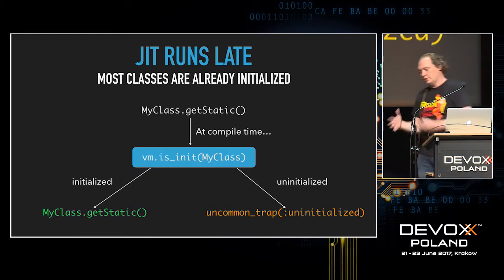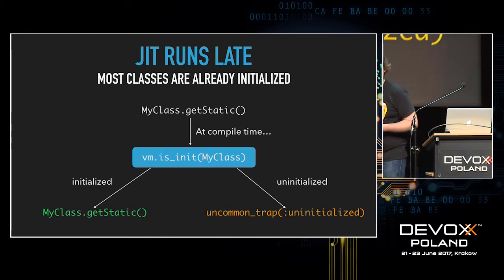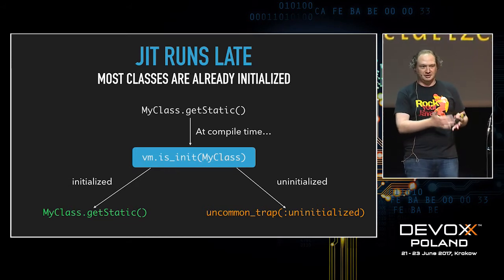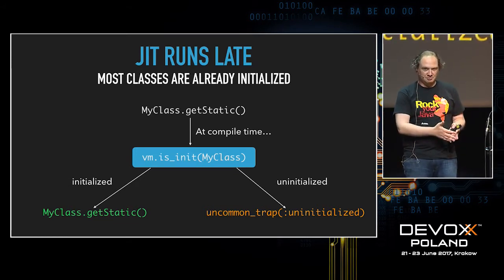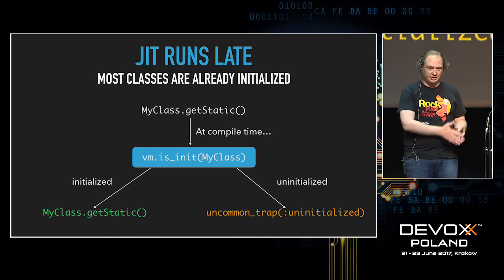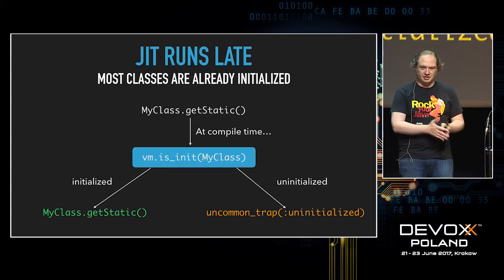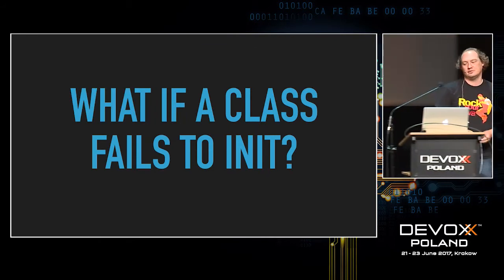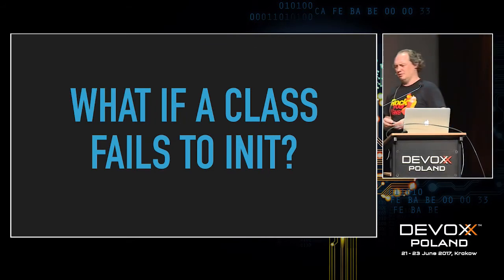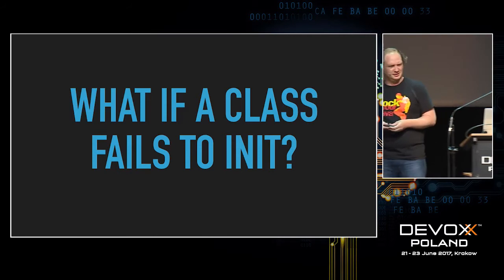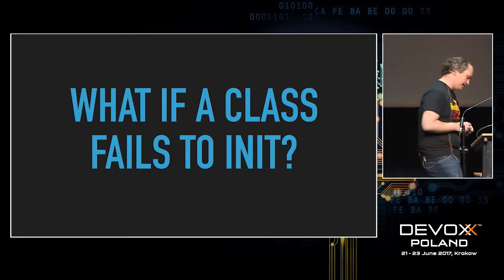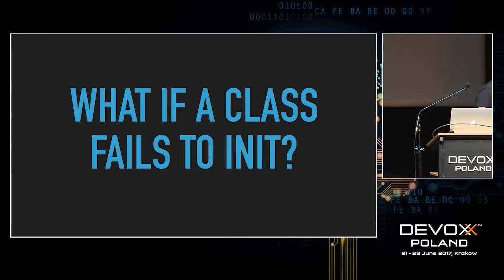That's good. But we can only do this because we're running late. An ahead-of-time compiler, by definition, runs ahead of time, as in, before all class initialization occurred. And it would have to check this everywhere. OK, but what if a class fails to init? What would happen then? And what if that class that failed to init was sitting inside a hot piece of code? What do you think would happen?